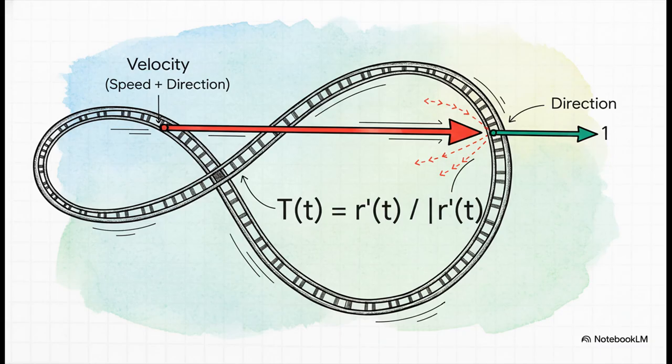Okay, so how do we actually find this T vector with math? The formula is really kind of beautiful. First, you take the derivative of your position vector, r of t. Now that gives you velocity, right? Direction and speed. But T only cares about direction. So what do we do? We just divide that velocity vector by its own length, its magnitude. This little trick is called normalizing, and it's what guarantees we end up with a vector of length 1.